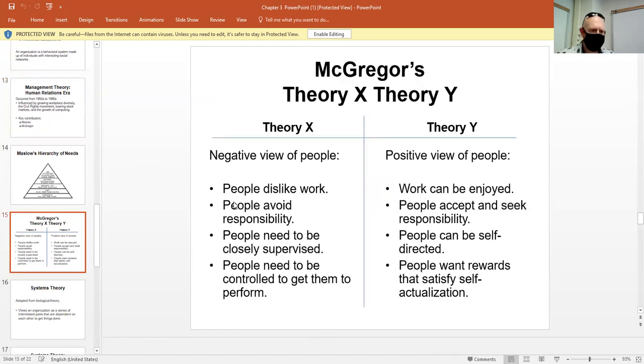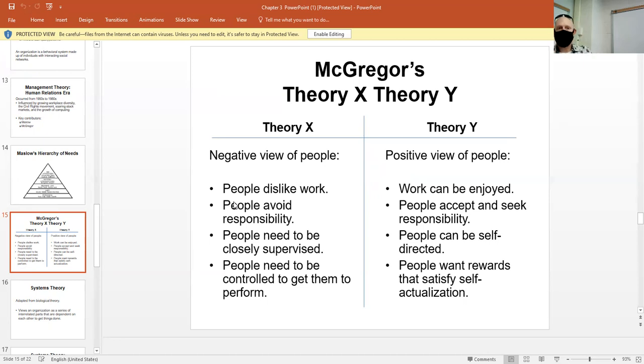Okay, McGregor. He was the other one who was in on that management theory during the human relations era. Theory X and theory Y. In theory X, when there's a negative view of people, you think that people dislike work, they avoid responsibility, they need to be closely supervised, and they need to be controlled to get them to perform. Get in line, do your job.